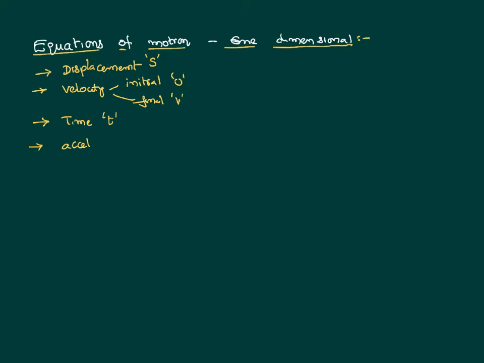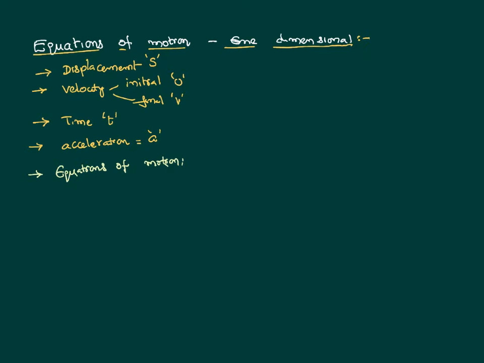Acceleration is nothing but the rate of change of velocity, and is shown with the letter a. These are the basic parameters to understand the one-dimensional motion of a body, and these parameters have certain relations. The relations among these parameters are called equations of motion.